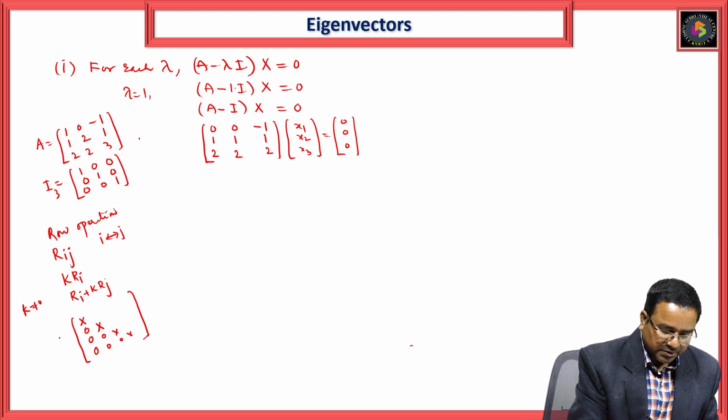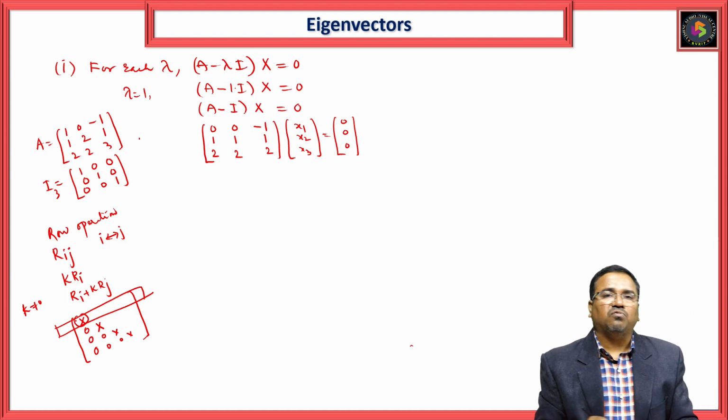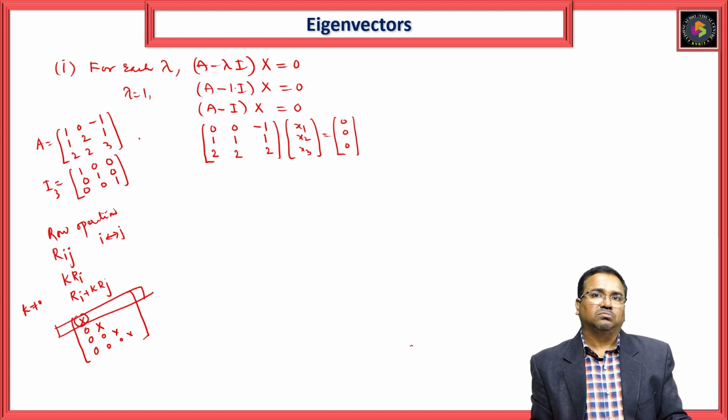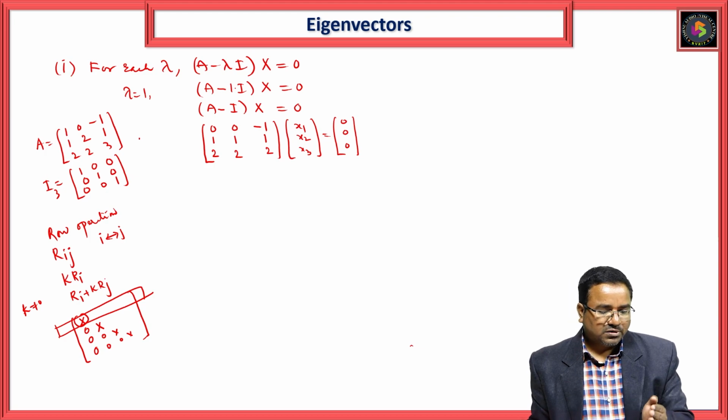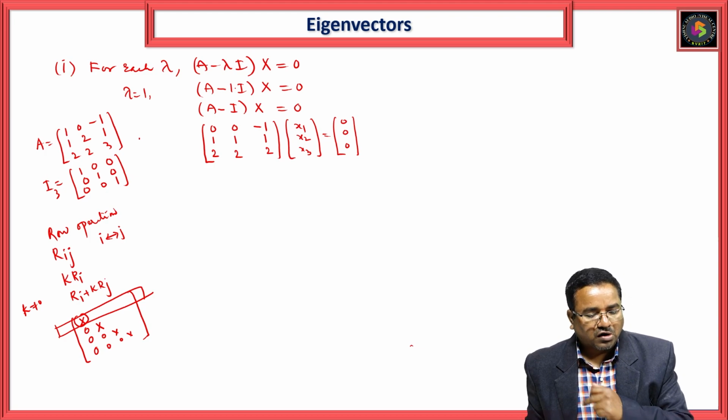Key element. This is called the key row. So this is the key element. First, if at all possible, make the key element non-zero. With respect to that one, make the entries below it 0. Okay, look at this matrix now. What do we have here?